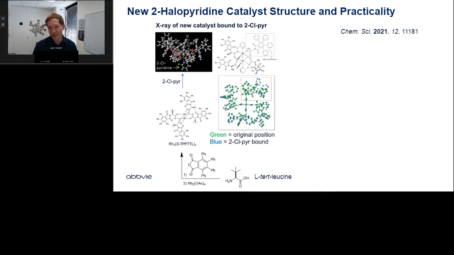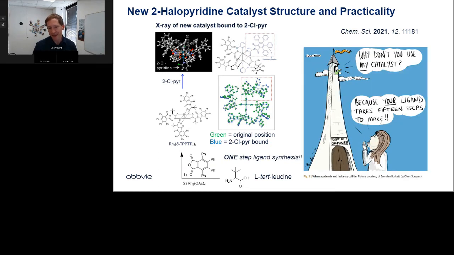And just to bring you back to this cartoon, one of the things we really liked about this is the ligand takes a single step to make. So you just take L-tert-leucine, abundantly available, heat it up with tetraphenyl phthalic anhydride, and that's one step to the ligand, not 15. And just do a ligand exchange with rhodium acetate, run a column, get a nice blue band of your rhodium catalyst, and you can get it in about an afternoon. So it's really a nice example of a practical catalyst.